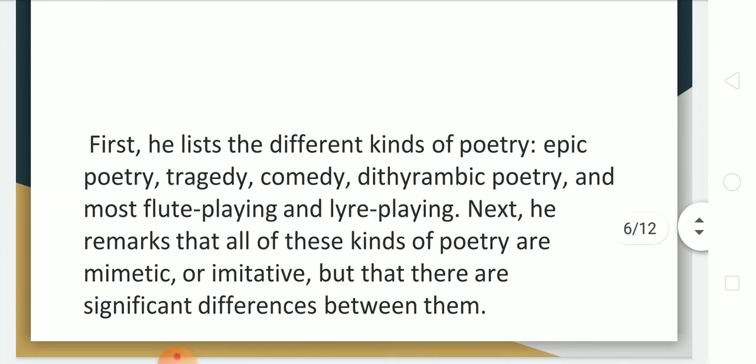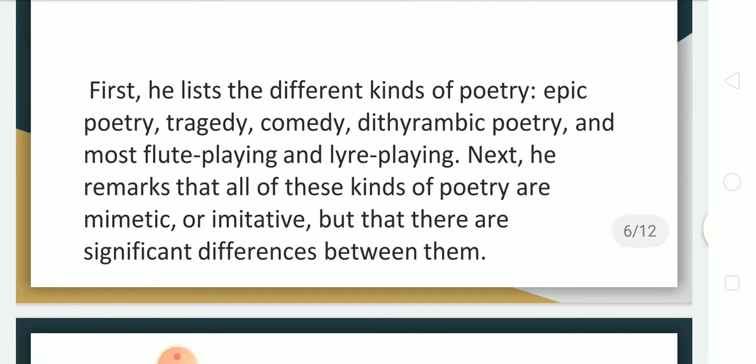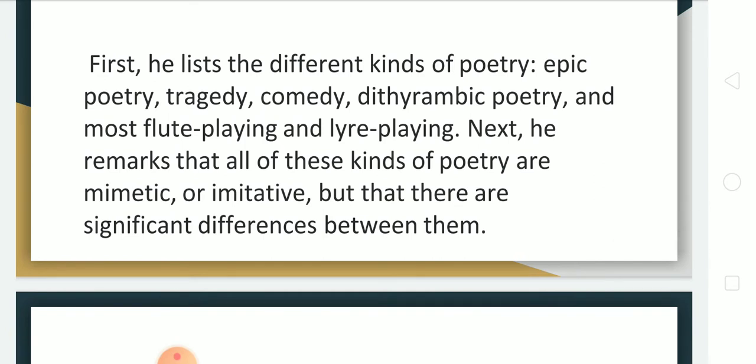First, he lists the different kinds of poetry: the epic poetry, the long narrative poetry based on some sublime theme; tragedy. In common language, we say tragedy is something which ends with a sad end, but it is not tragedy according to Aristotle. We will be discussing the definition of Aristotelian tragedy later on. Comedy, and dithyrambic poetry. Dithyrambs are short lyric poetries, and most flute playing and lyre playing. Flute playing and lyre playing were also part of poetry in those days. So he lists these different kinds of poetry.